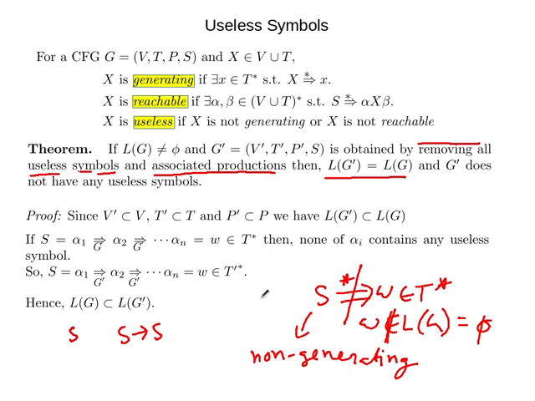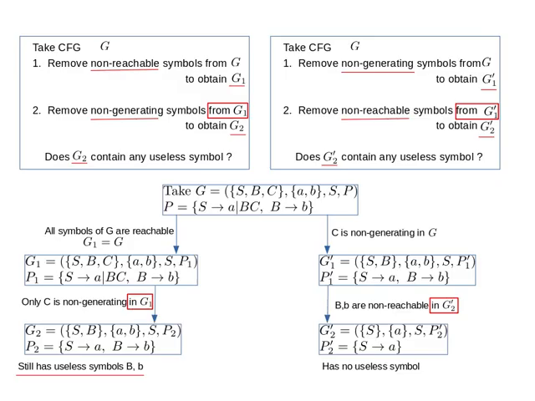So now this is pretty straightforward, that you take a grammar and you remove all the symbols that are not generating and not reachable in that grammar G, and you get that thing. So let us break this step down as follows.